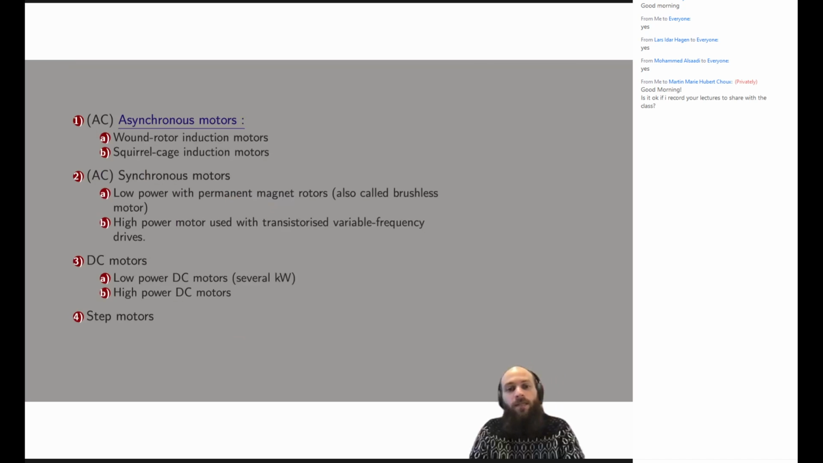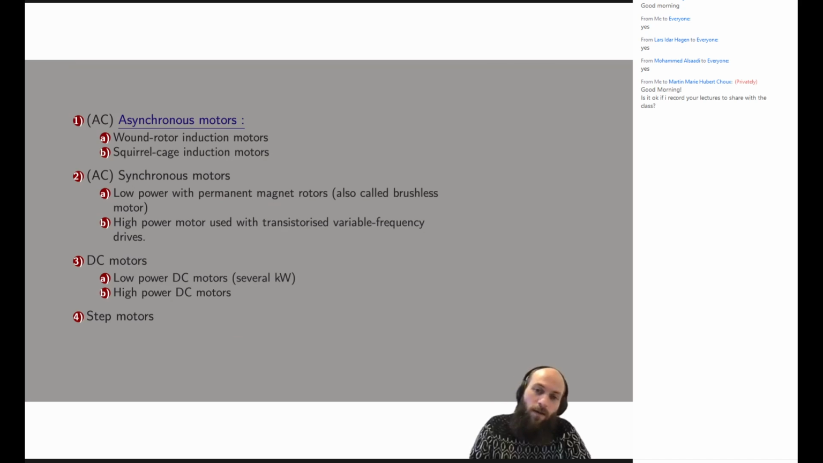So we have categorized these motors into 4 groups here. The first one is asynchronous motors. These are the most used motor in industry. And we have 2 types. It can be wound rotor induction motors that are easy to start, or squirrel cage induction motors that are very simple in construction and robust, and that can also be used now with a variable frequency drive to have good performances.